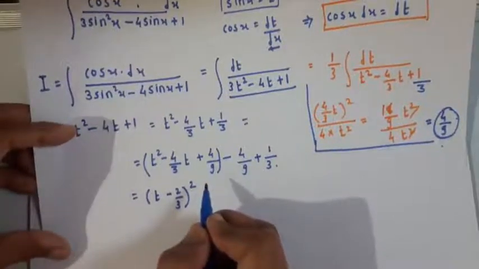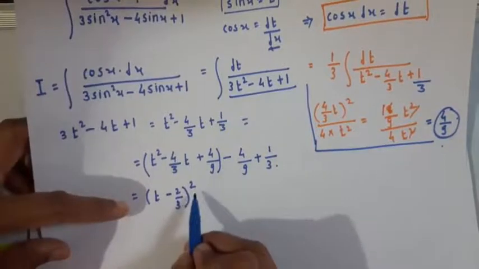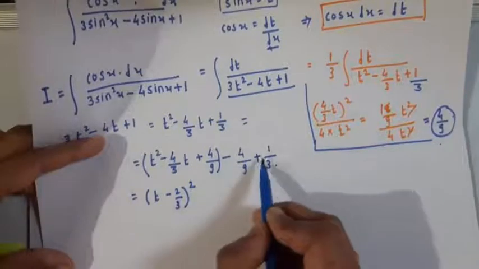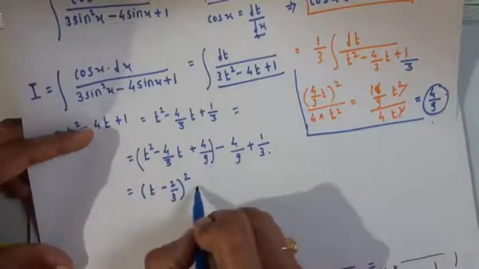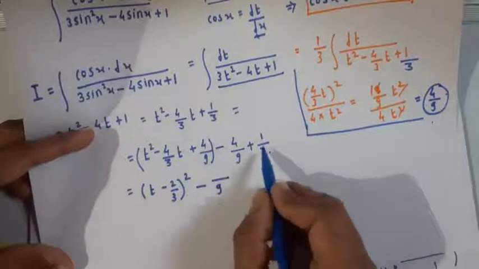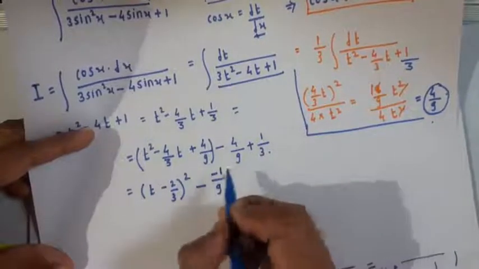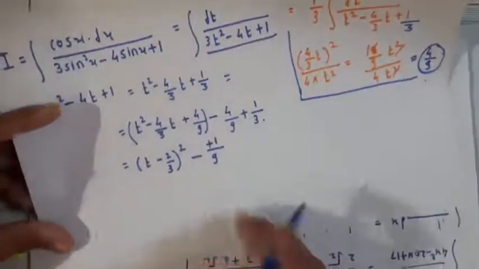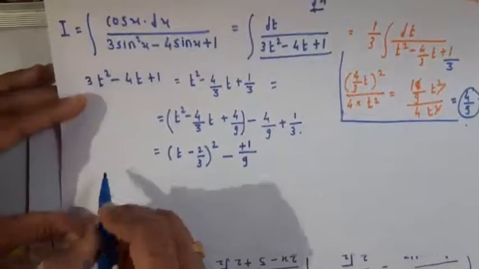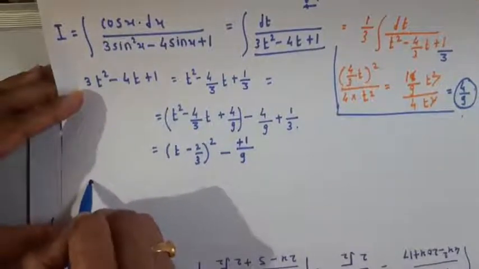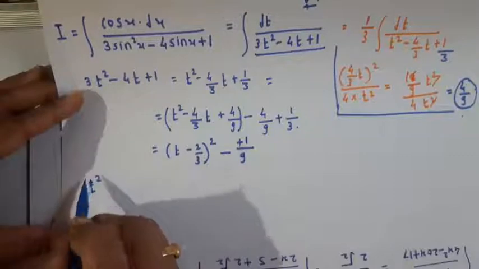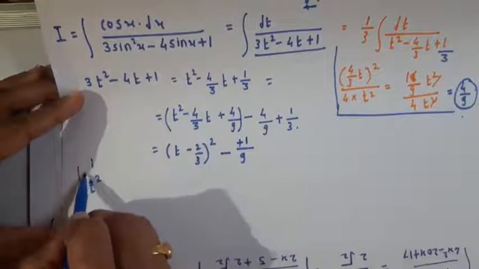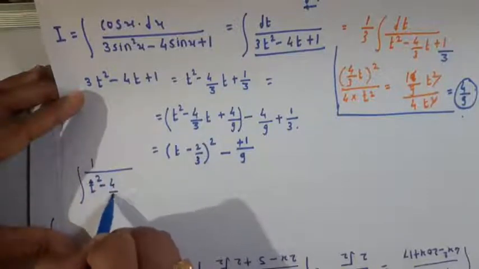This is the perfect square of (t − 2/3)². Okay. And now the calculation of 4/9 + 1/3. The LCM will be 9, and that is 3 × 3 = 9, minus 1/9. The calculation is −1/9. Okay. And hence the term is t² integration of 1 upon t² − 4/3 t.